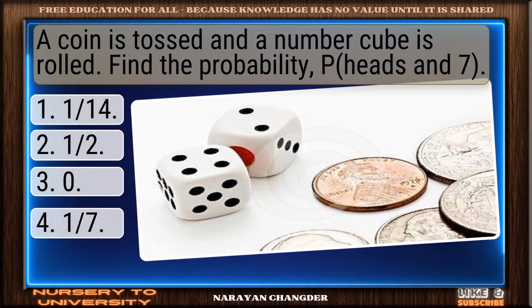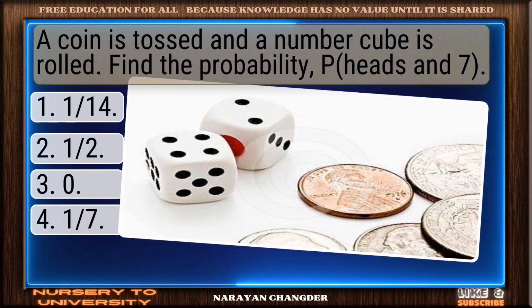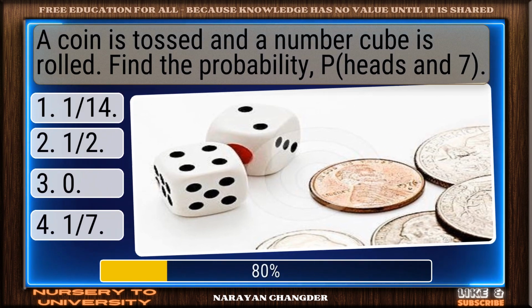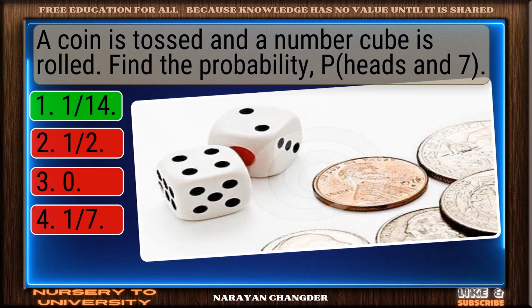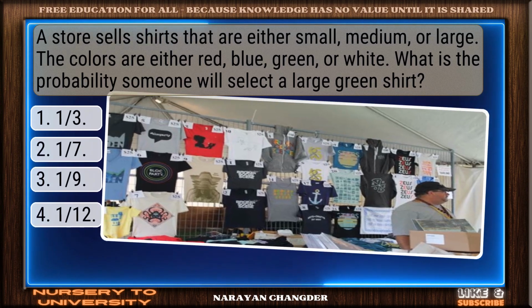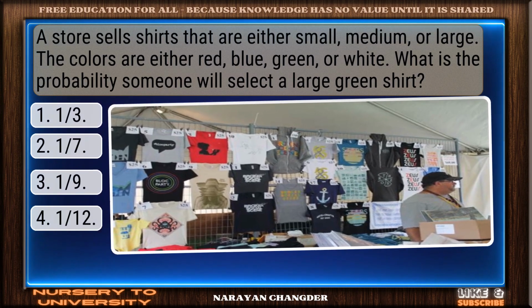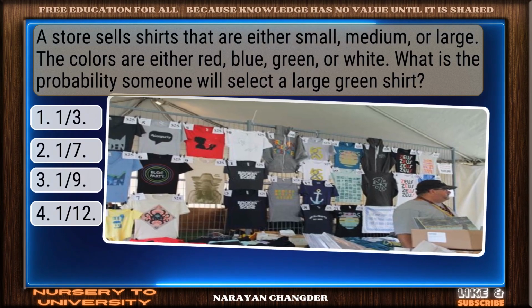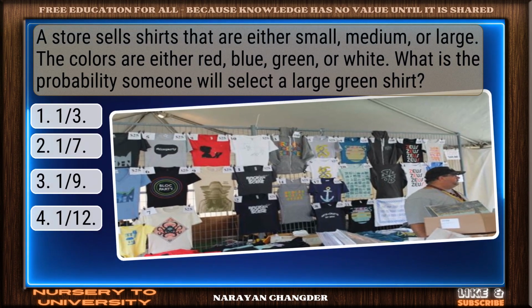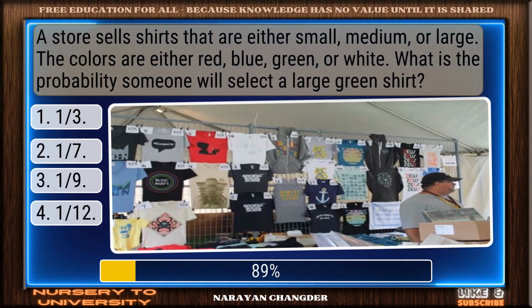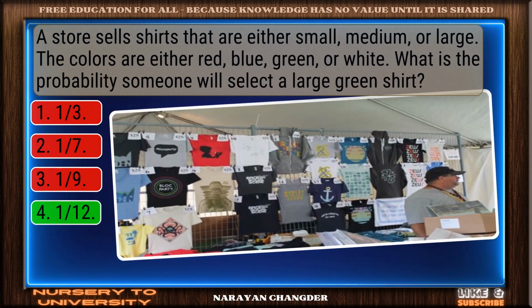A coin is tossed and a number cube is rolled. Find the probability P. Sharp thinking. 1/4 is right. A store sells shirts that are either small, medium, or large. The colors are either red, blue, green, or white. What is the probability someone will select a large green shirt? Perfect. 1/12 is the one.